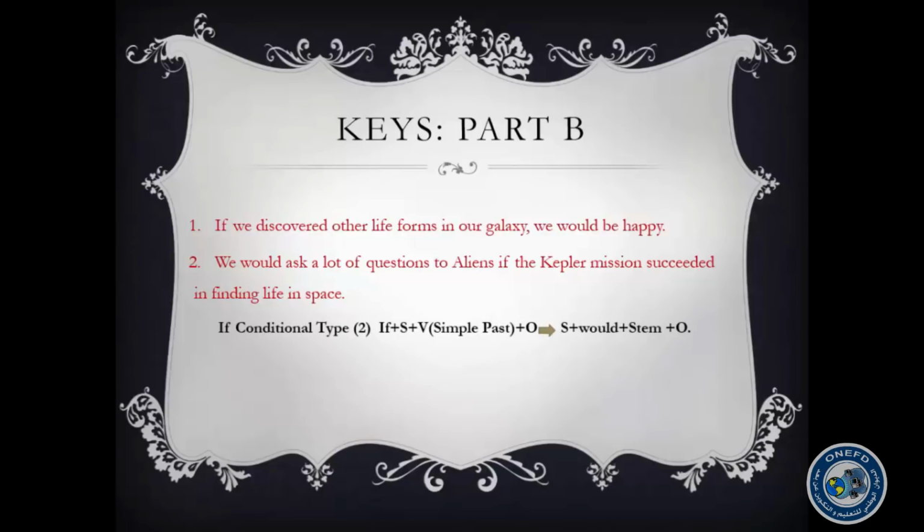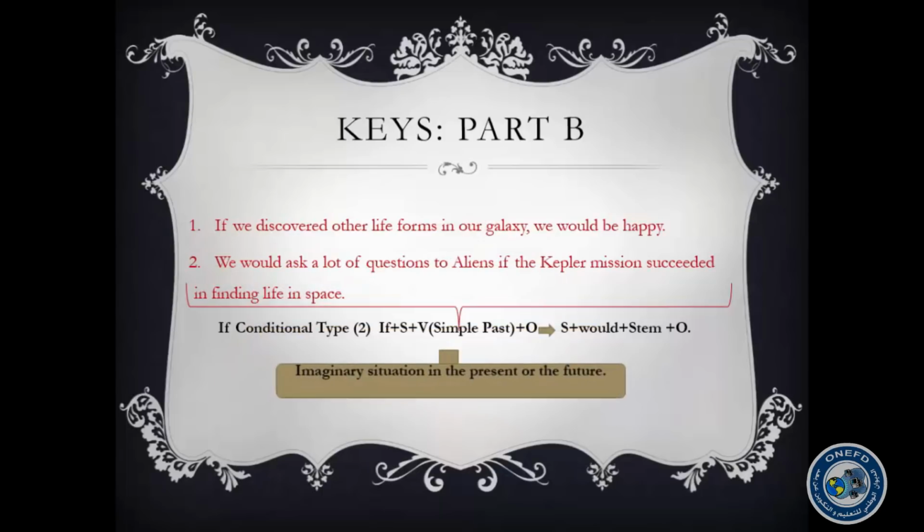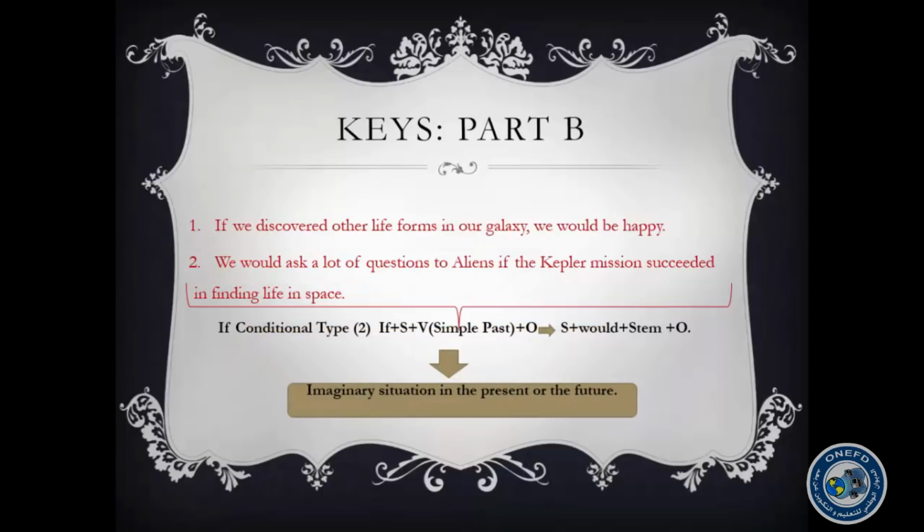So let's take a look at if conditional type 2. It's if plus subject plus verb in the past simple plus object, equals subject plus would plus verb plus object. What do we use this type of conditional for? We use it, yes, to express imaginary situations in the present or the future.